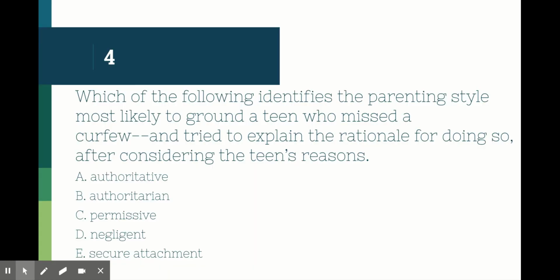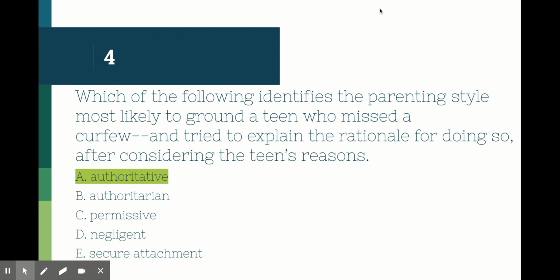Number four, which of the following identifies the parenting style most likely to ground a teen who missed a curfew and tried to explain the rationale for doing so after considering the teen's reasons? Go ahead and select. The correct answer is A, authoritative.